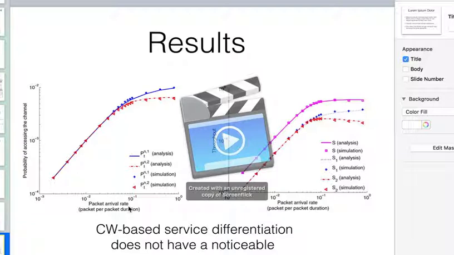So yeah, that's it. It doesn't have any noticeable effect on our results.